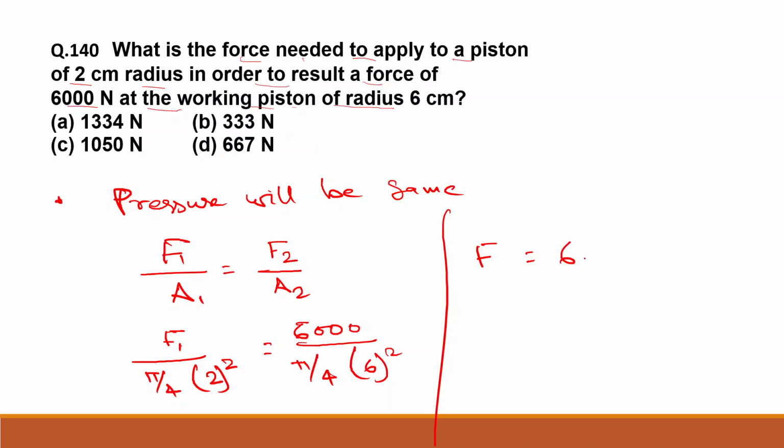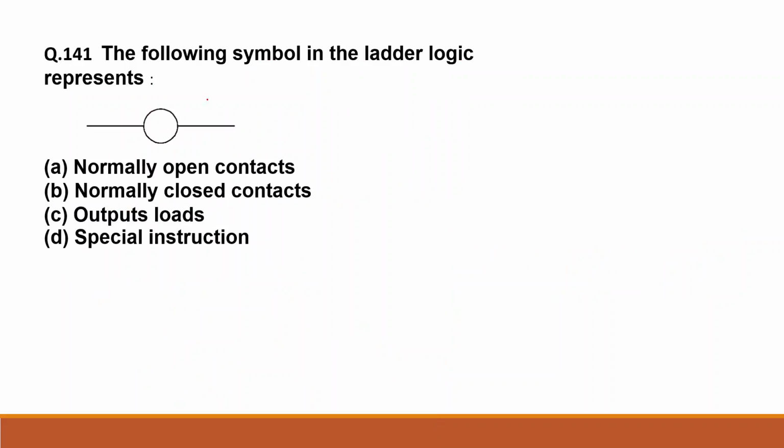F1 I will get 666.67 Newton, which will be our right answer, guys. So the D option will be the right option. Moving on to the next question: the following symbol in the ladder logic represents. This is simple, guys. This output load denotes this. Okay guys, output load, option C, will be our right answer.